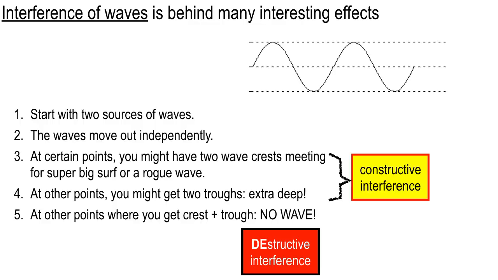Now, if you're half a wavelength away, it's going to be topsy-turvy. You're at the top of the peak, your friend's at the bottom of the trough. You're up on top, he's down in the trough. You're in the trough, he's up on top. So if you want to get seasick, that's the combination you want to try to focus on.